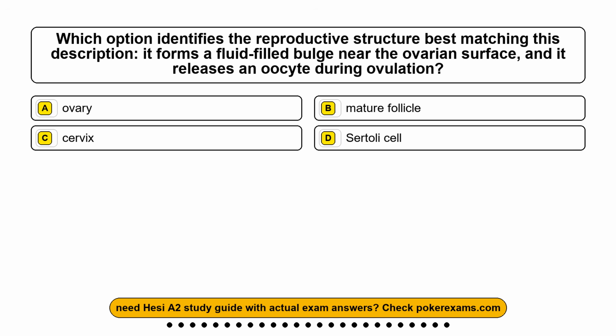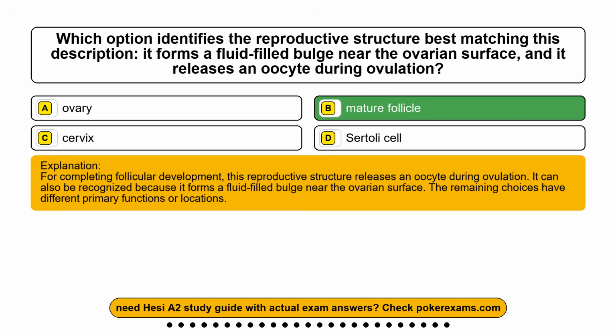Question 11. Which option identifies the reproductive structure best matching this description? It forms a fluid-filled bulge near the ovarian surface, and it releases an oocyte during ovulation. Option A, ovary. Option B, mature follicle. Option C, cervix. Option D, Sertoli cell. The correct answer is option B, mature follicle. For completing follicular development, this reproductive structure releases an oocyte during ovulation. It can also be recognized because it forms a fluid-filled bulge near the ovarian surface. The remaining choices have different primary functions or locations.